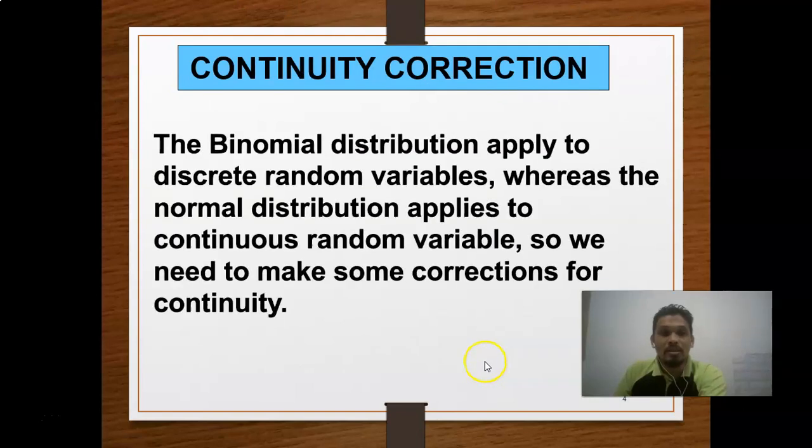Since the binomial applies to discrete random variables, this is the key thing here, discrete, whereas the normal distribution applies to continuous random variables. So from these two different cases, from discrete to continuous, we need to make some correction for continuity. That's what we call the continuity correction.